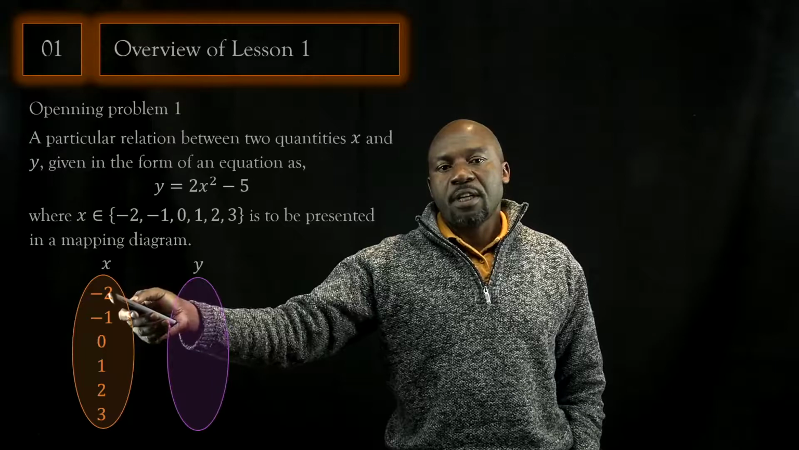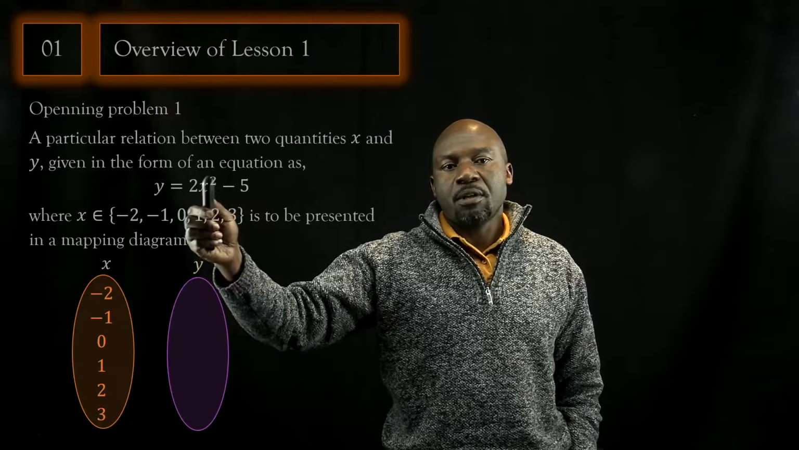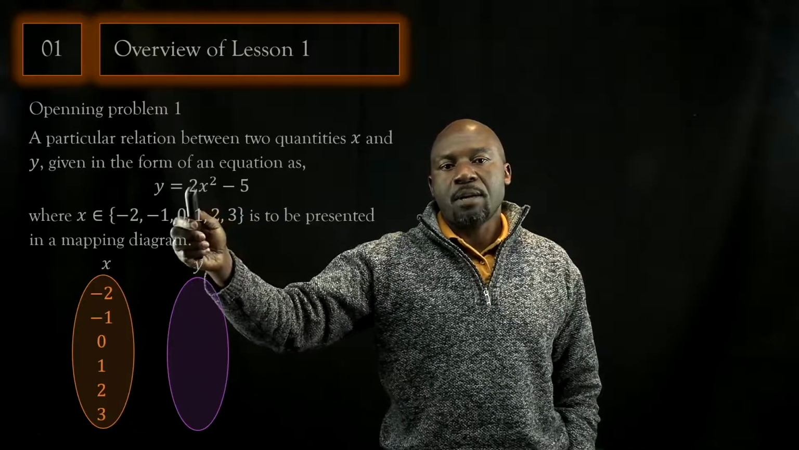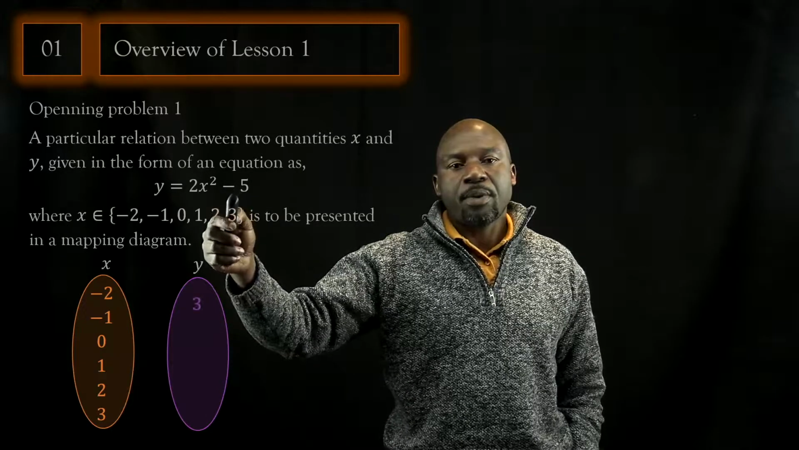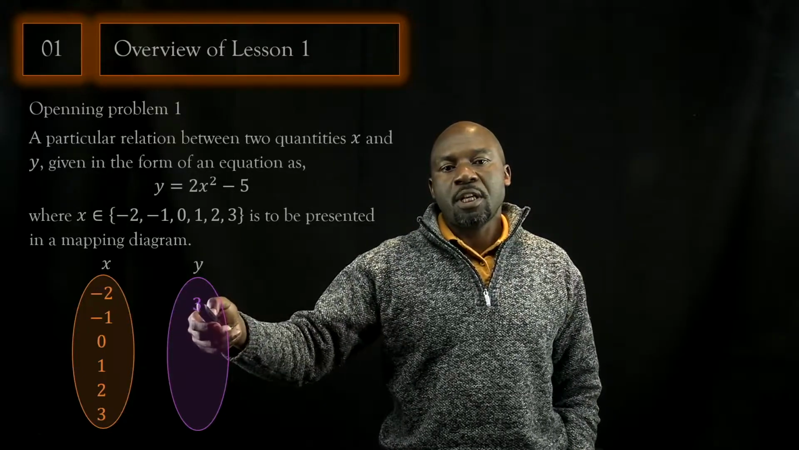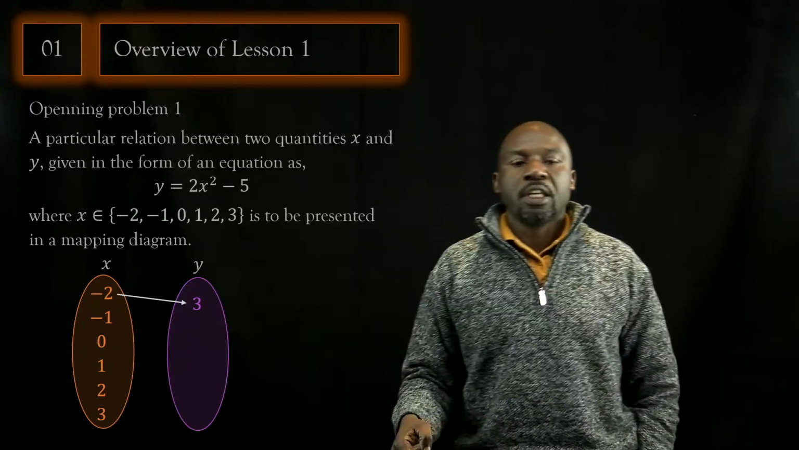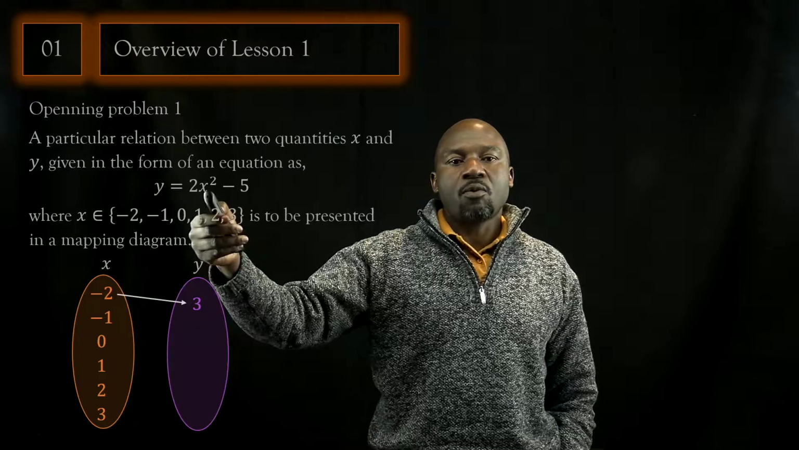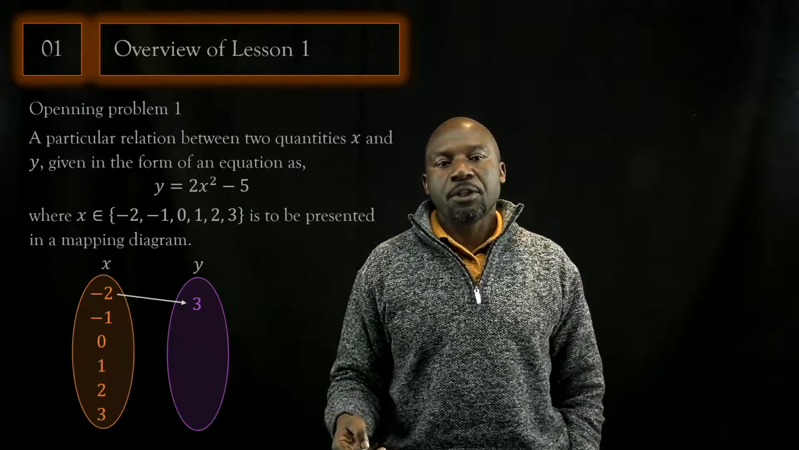So put in a value of -2 here. If x is -2, then -2 squared gives us +4 because the power there is even. +4 times 2 is 8, and 8 minus 5 is 3. So we expect that if the input is -2, the output is 3, and we draw an arrow there to indicate the mapping of -2 into 3. Okay, we go to the next, -1, plug it in here. -1 squared is positive 1. +1 times 2 is +2.